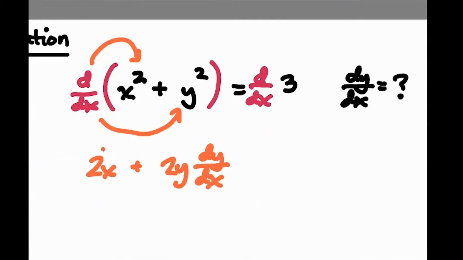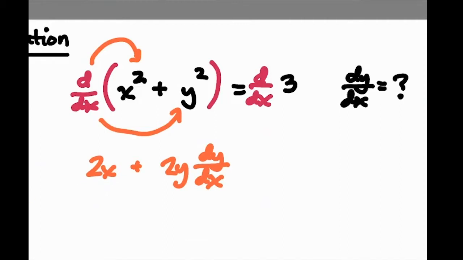Now you might be thinking, wait, why does 2x not have that? Well, it really does. It's just invisible because it's dx over dx, which just cancels. So it's not there. It is there. You just don't need it. dy over dx does not cancel because they're not equal to each other. So you have to multiply it out.